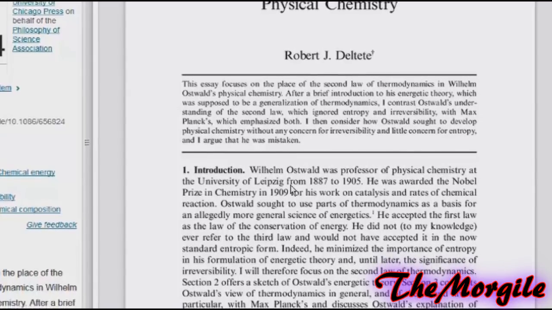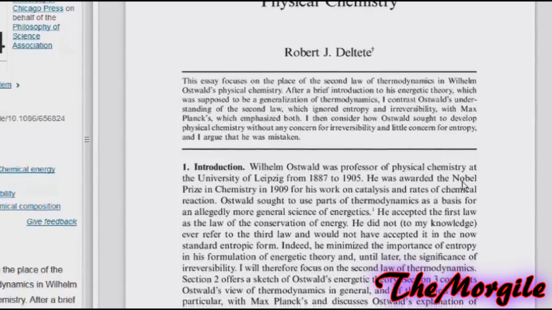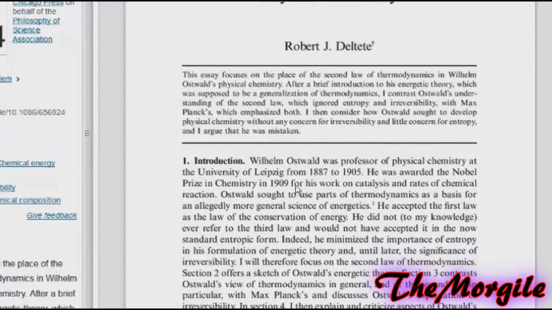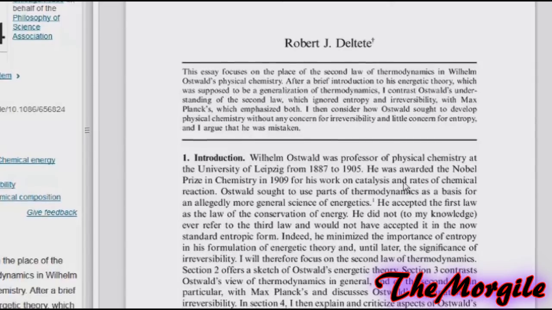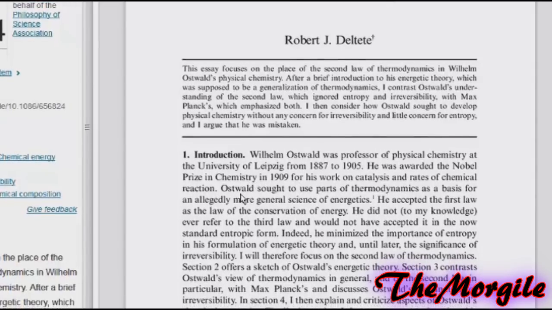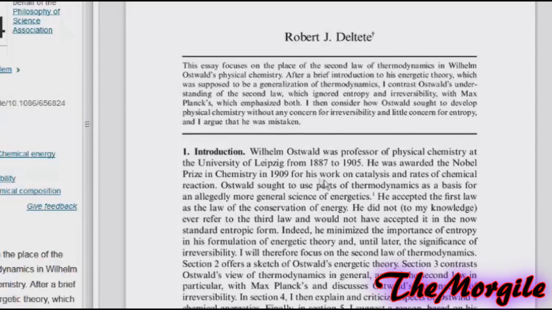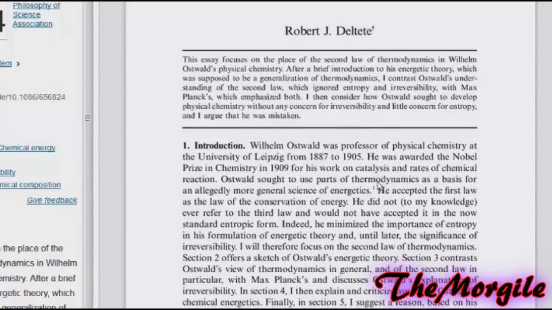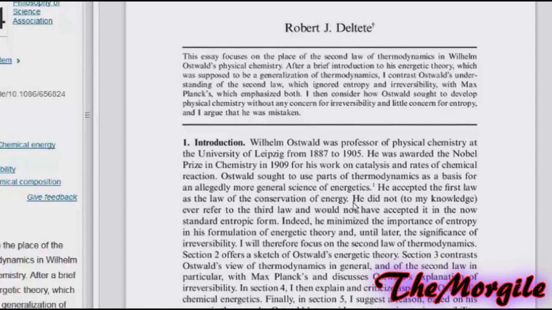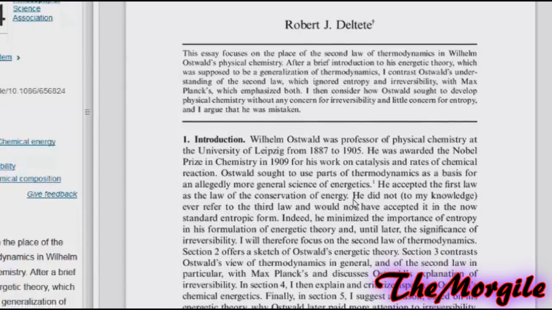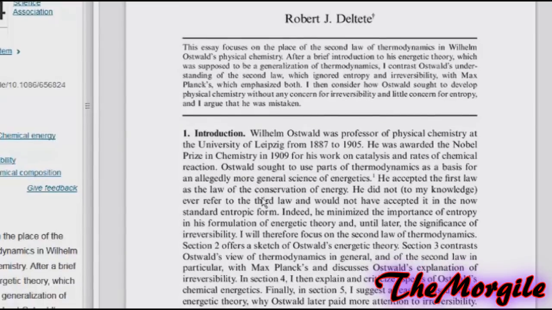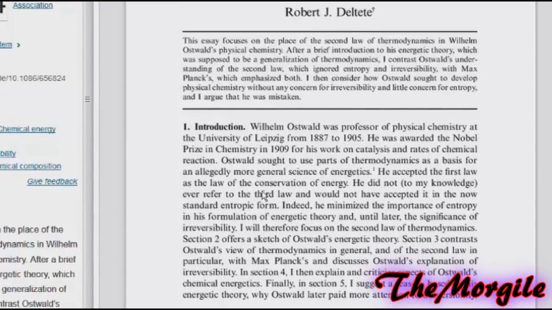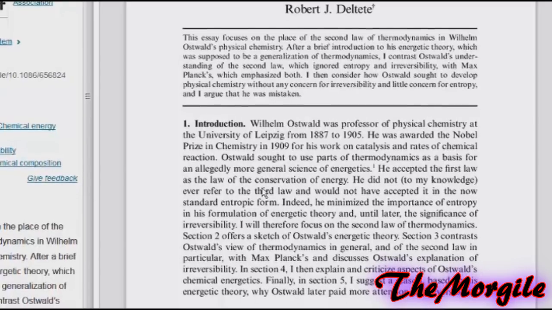Introduction to this: Wilhelm Ostwald was a professor of physical chemistry at the University of Leipzig from 1887 to 1905. He was awarded the Nobel Prize in Chemistry in 1909 for his work on catalysis and rates of chemical reaction. Ostwald sought to use parts of thermodynamics as a basis for an allegedly more general science of energetics. He accepted the first law as the law of the conservation of energy.